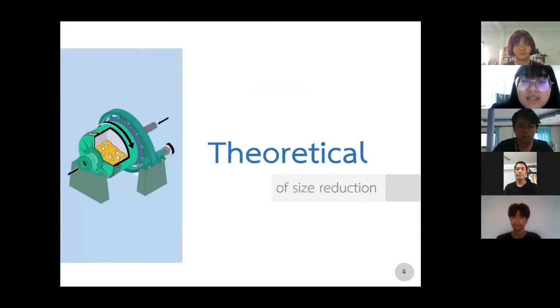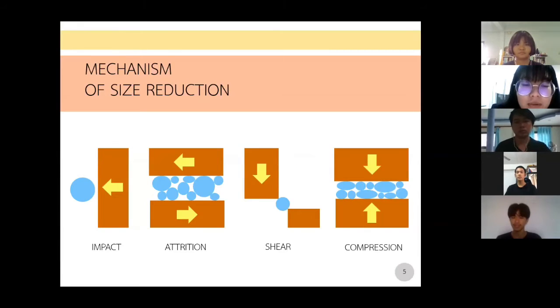Next is theoretical of size reduction. The process of size reduction is done by two methods. One is the precipitation method and two is the mechanical method. In this experiment, we use the mechanical process, that is substance and mechanical force. The next slide shows the mechanism of size reduction, divided into four parts, which are, first, impact.